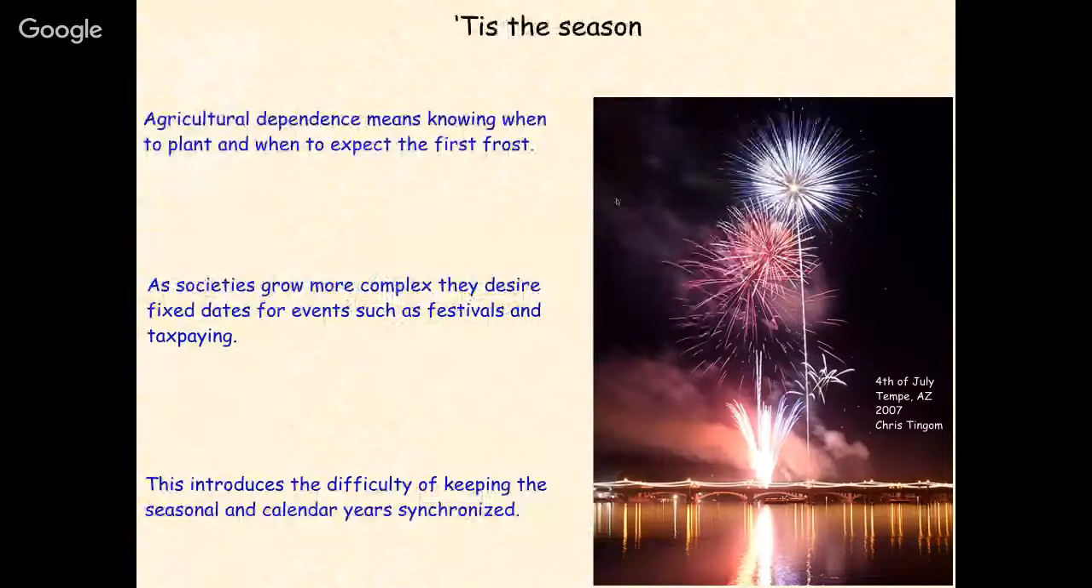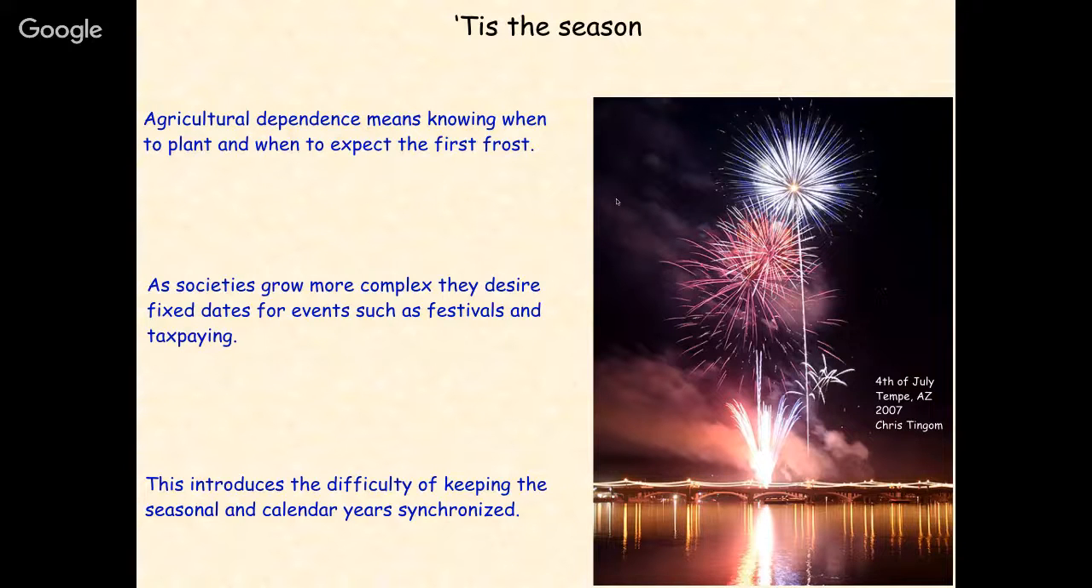So 'tis the season. When we start off, agricultural dependence means knowing when it's time to plant your crops, when it's time to pick your crops, when the first frost is going to come, when you need to till the land, and so on. As long as you're keeping time by what the sun says, all is great.